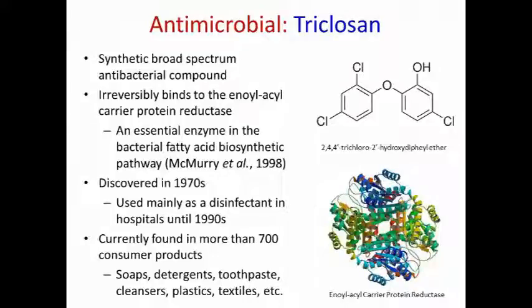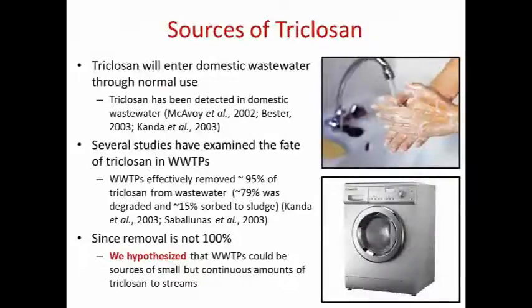You can buy cutting boards, you can buy a high chair for your baby that has triclosan embedded in the plastic because of its antibacterial properties. It's also embedded in textiles, so you can buy socks and underwear that have triclosan in them as well, just to keep the bacteria away. So we're using this stuff a lot.